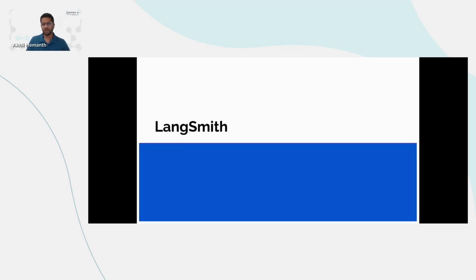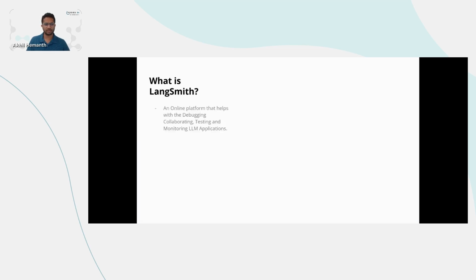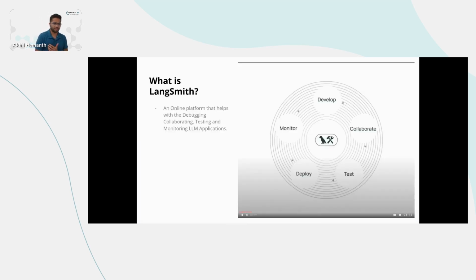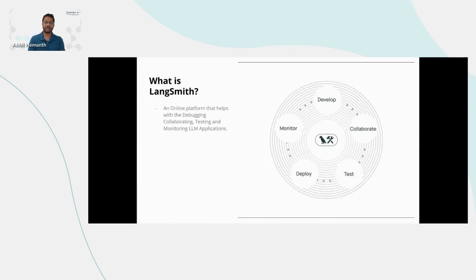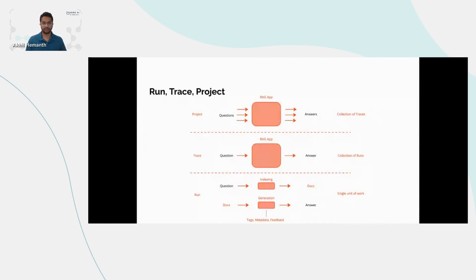And so now we come down to LangSmith. So what is LangSmith? LangSmith is an online platform that helps with debugging, collaborating, testing, and monitoring LLM applications. And what does that actually mean, right? Before we go to that, I want to talk about three terminologies that are used in LangSmith a lot, and that's run, trace, and project.